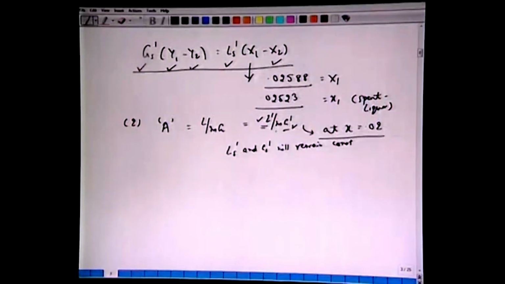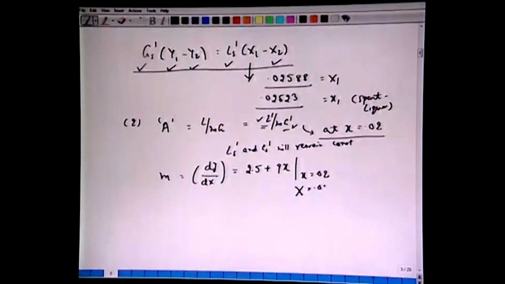So the question is to calculate this quantity at x equal to 0.02. First, the slope m is nothing but dy by dx, which you calculate by differentiating equation 2.5 plus 9x, and evaluating this at x equal to 0.02, or capital X equal to 0.0204, to obtain 2.68. Right, so now we have to get L and G. For this we require Y. What is the mole fraction corresponding to this 0.02? We make use of the operating line equation again.